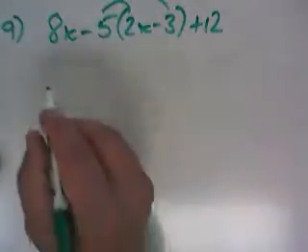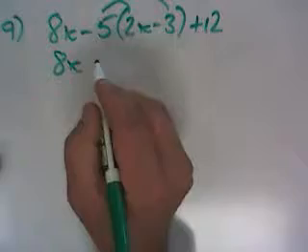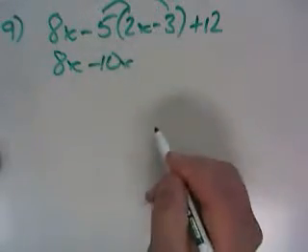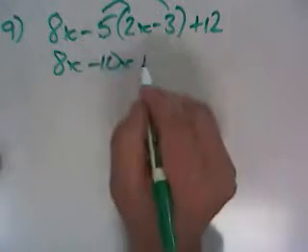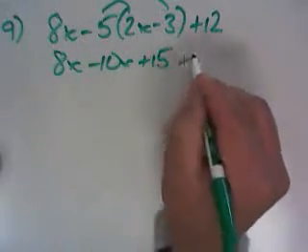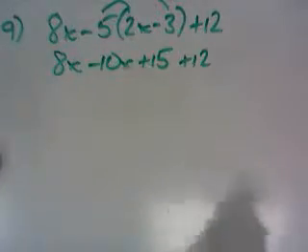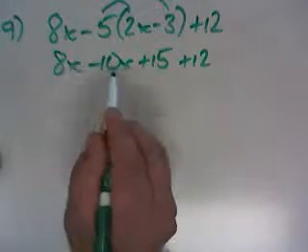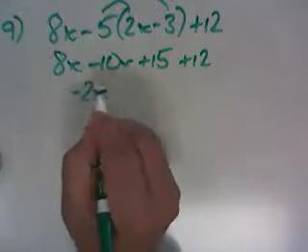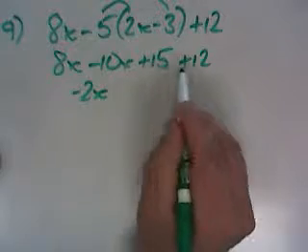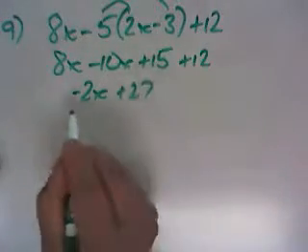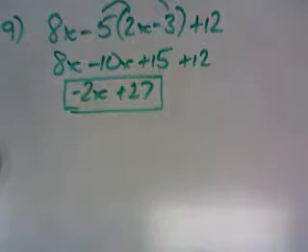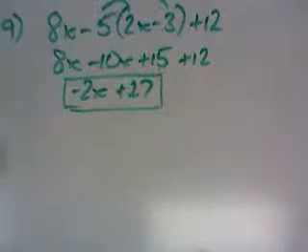And we do that by distributing the negative 5. Negative 5 times 2x is negative 10x. Negative 5 times negative 3, again, this is a negative 5 here, so that's positive 15 plus 12. And now I'm just going to combine like terms. 8x minus 10x is negative 2x. 15 and a positive 12 is positive 27. That's as simple as it gets. That's the answer for number 9.